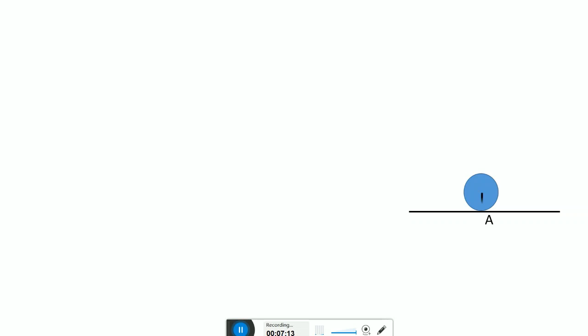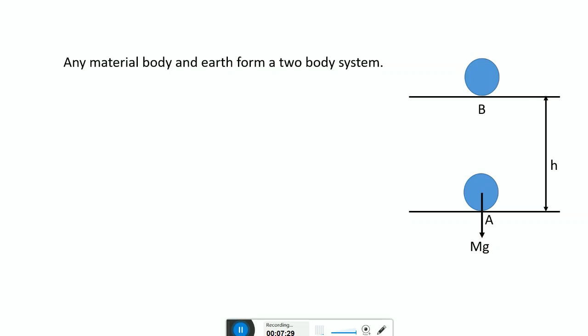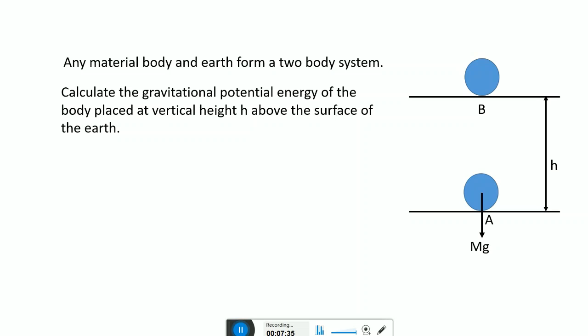The figure shows gravitational potential energy. This is the position of a body. H is the height between the position A and B. Any material body and Earth form a two-body system. But to calculate the gravitational potential energy of the body, place it at a vertical height h above the surface of Earth.